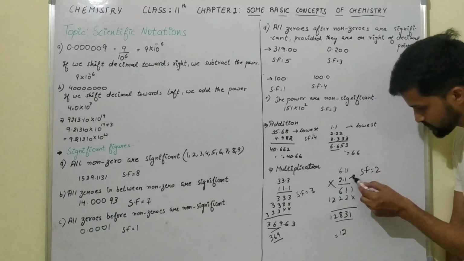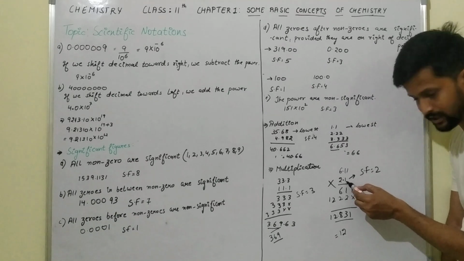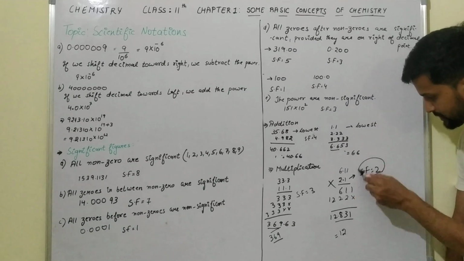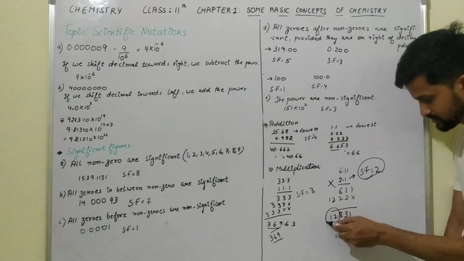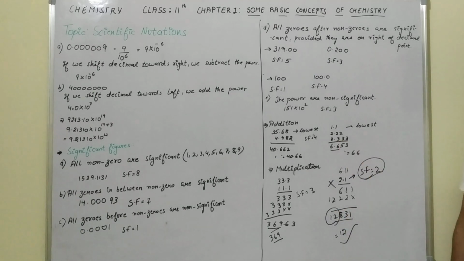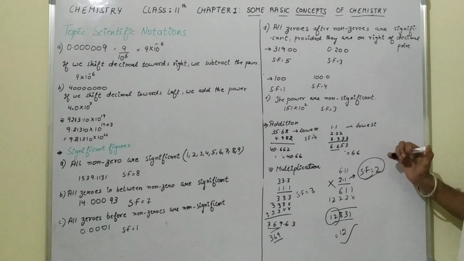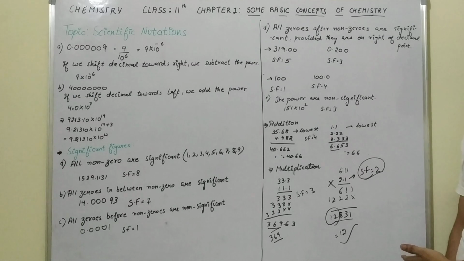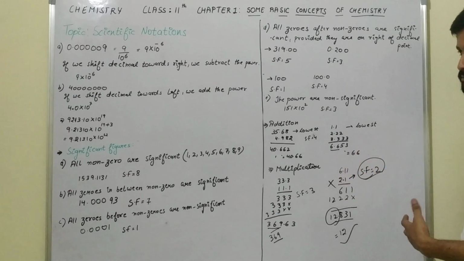So check here, the lowest has 1 digit after the point. Clear? So how many significant figures here? 2. So what will your answer be here? 12. So these are the simple methods to calculate the significant figures. You can do the practice from the NCERT back exercise or from the NCERT examples. These are the simple rules.